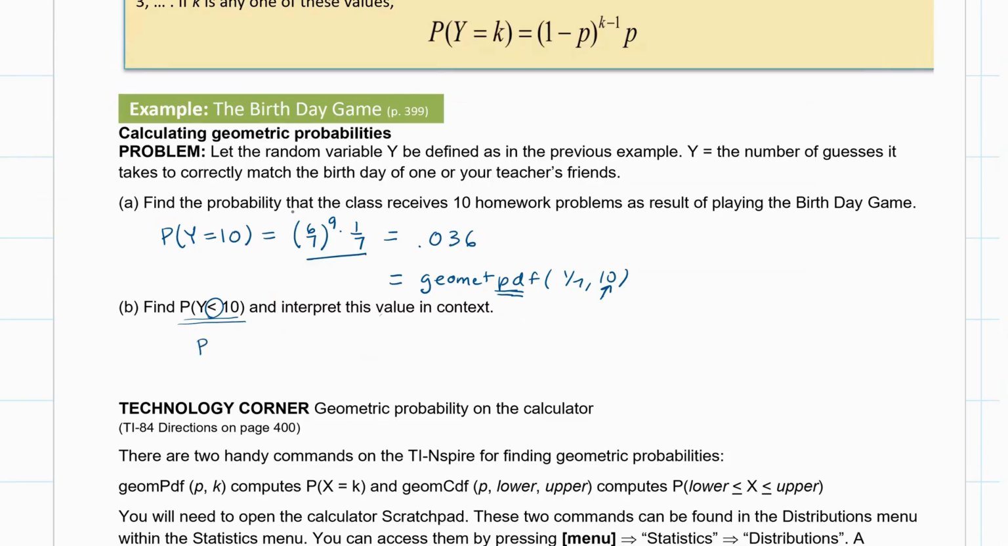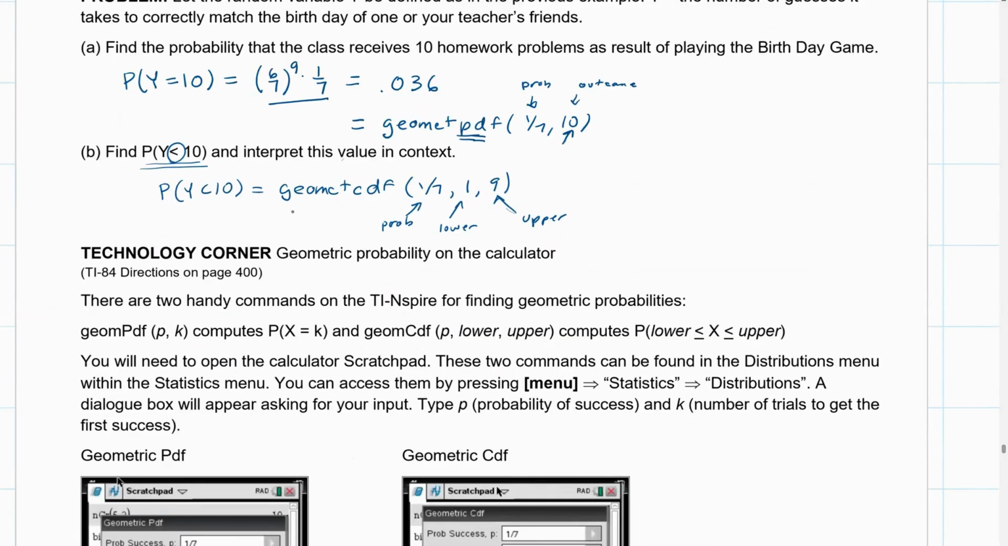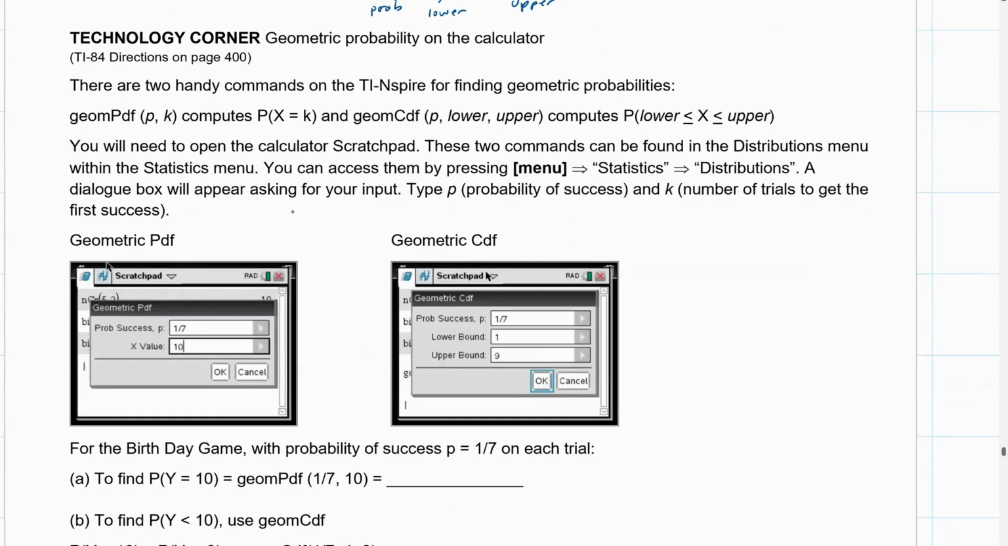So the probability of y being less than 10 is the geometric CDF 1/7, and our lower bound is 1 and our upper bound was 9. And again, we should document each of those numbers, lower bound and upper bound. And on here, we should have said this is probability and this is our outcome. All right. So we've handled how to find the PDF and the CDF.